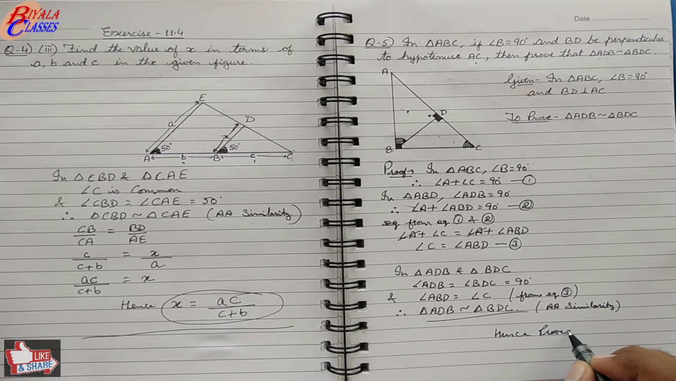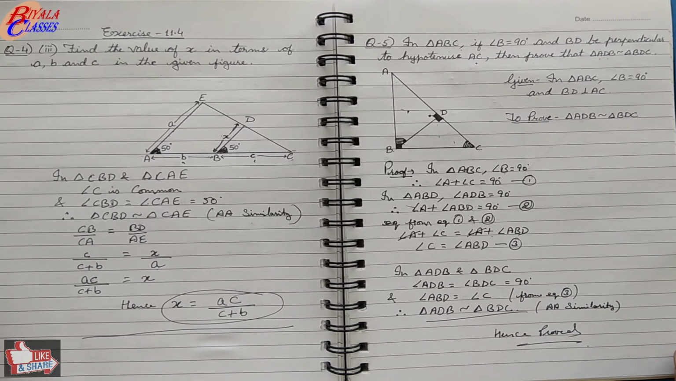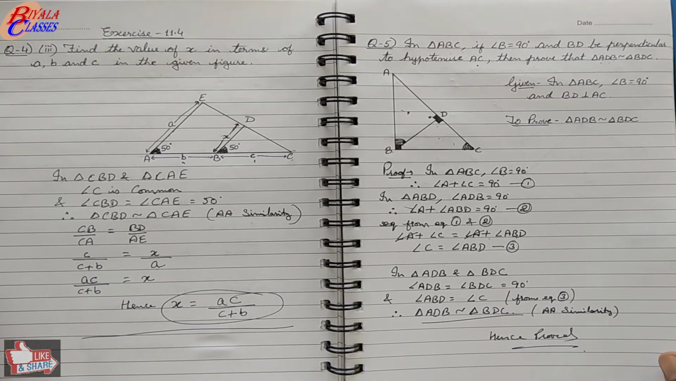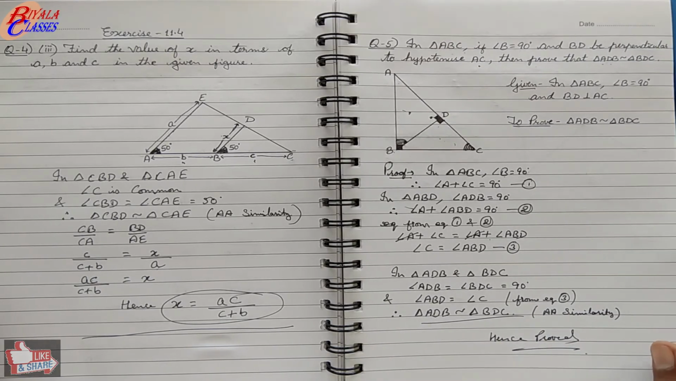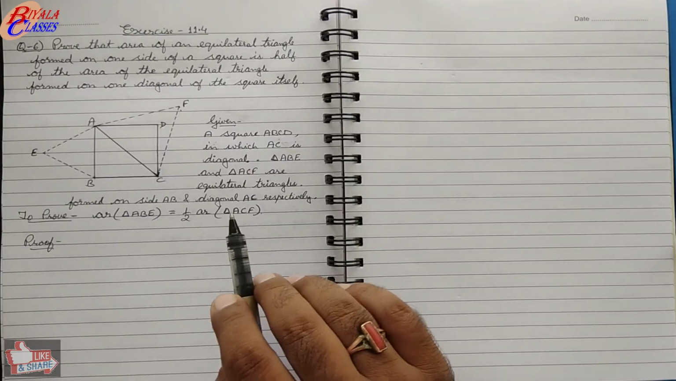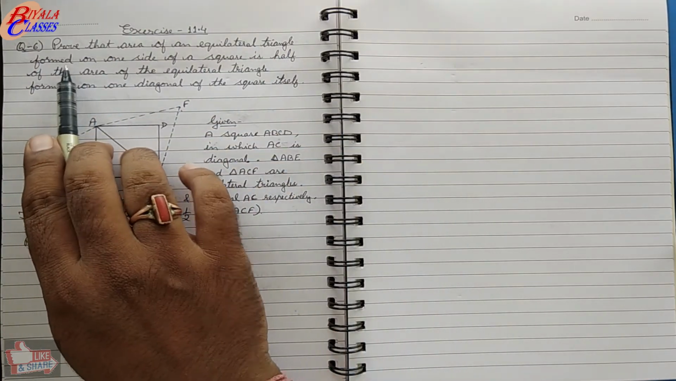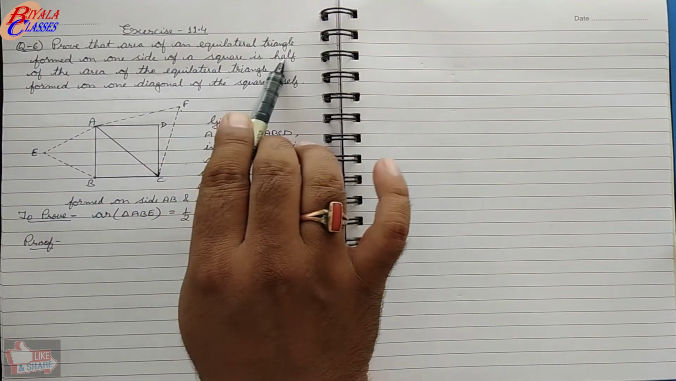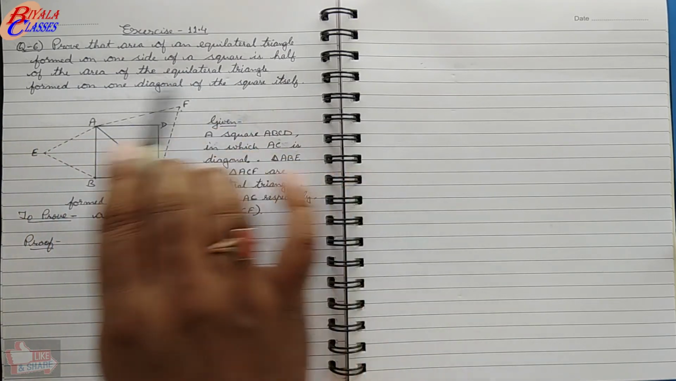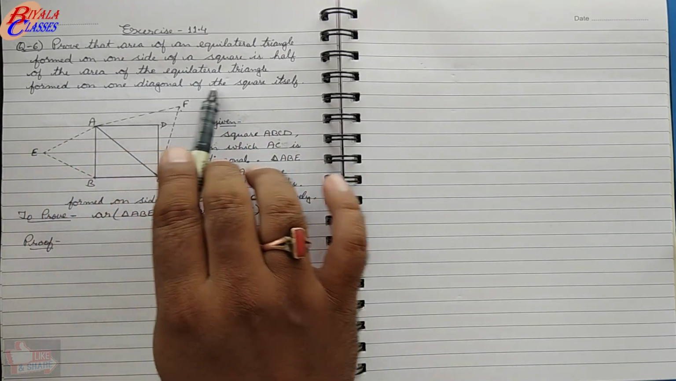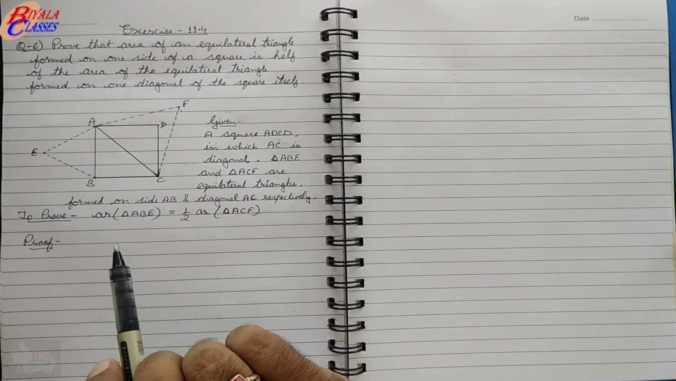So hence proved. Now let's move towards the last question of this exercise, question number 6. Question number 6 is, prove that the area of an equilateral triangle formed on one side of a square is half the area of the equilateral triangle formed on one diagonal of the square itself.